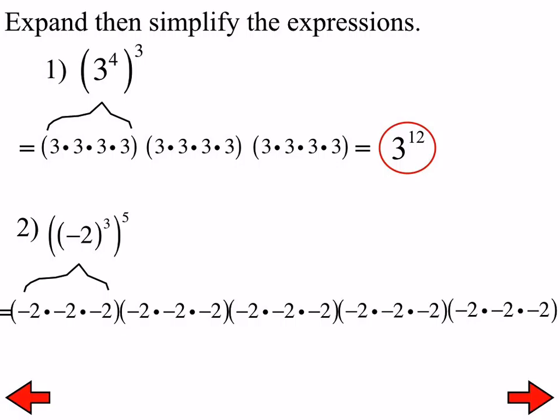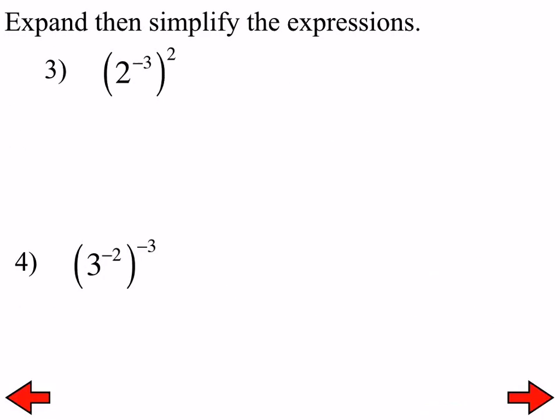In the original problem, negative 2 is in parentheses, and we want it to be a negative 2, not just one negative, right? Always a negative. So put it in parentheses for your final answer as well. Negative 2 in parentheses to the 15th power.